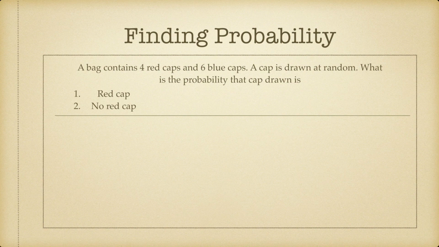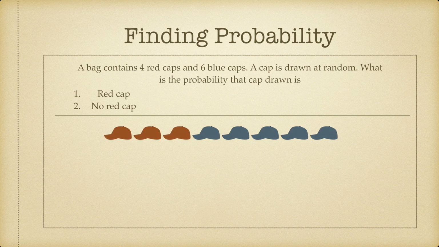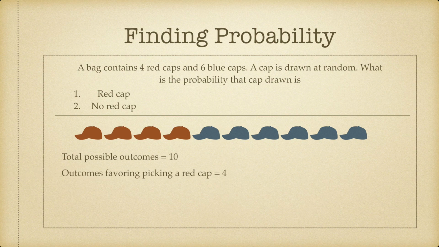First question. Second question, it is not a red cap. So let's visualize. These are our 4 red caps and 6 blue caps. What is the total possible outcome? Total possible outcome is 10. We have 10 total caps. So the outcomes favoring picking a red cap will be equal to 4 because we have 4 red caps. So the probability of R, or R for picking a red cap, will be simply 4 divided by 10 or 0.4. For the second question, probability of not picking a red cap.